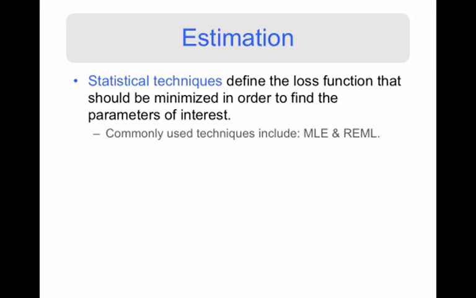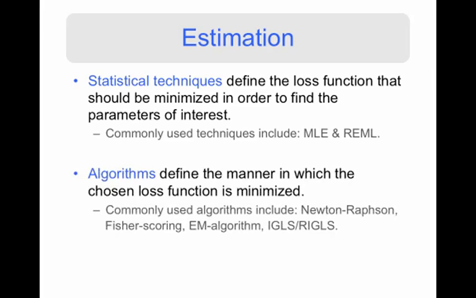The most commonly used techniques include maximum likelihood and restricted maximum likelihood. Remember, we talked about that a few modules ago as well. Now, algorithms define the manner in which the chosen loss functions are minimized. So once we have the model and a criterion for what it means to get the optimal parameter values of that model, the algorithm will define the manner in which we find those parameters. Commonly used algorithms include Newton-Raphson, Fisher scoring, the EM algorithm, or Eagles and Wriggles.